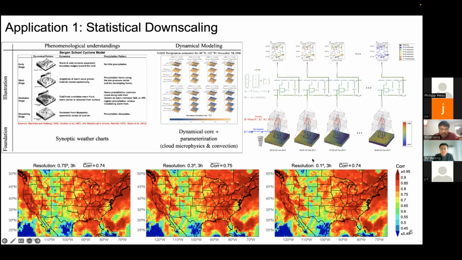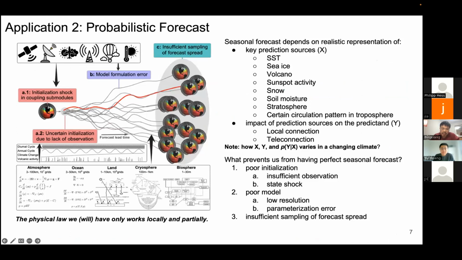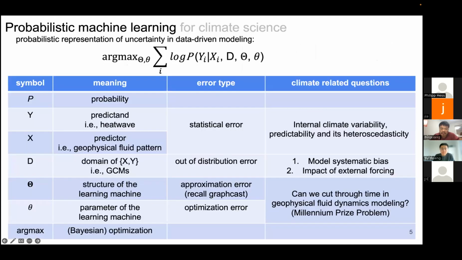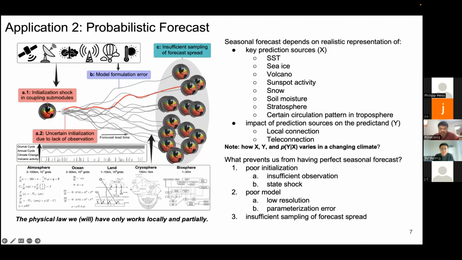But if you look at specific events like hurricanes, you will see that it's too blurry, and the results are hardly useful. And the other thing is about probabilistic forecast. Once we go beyond the weather scale, we have the chaotic effect, which results in a lot of different states, some of them more possible, some of them less possible. And these things frequently occur in subseasonal to seasonal forecast.